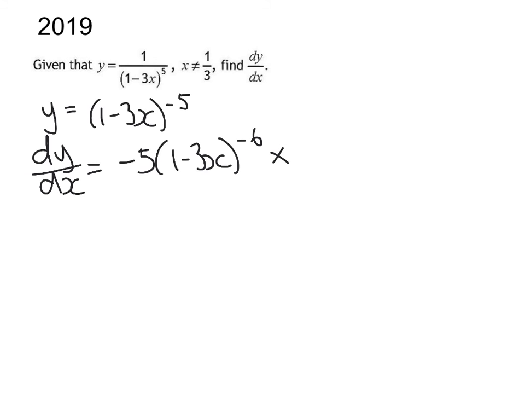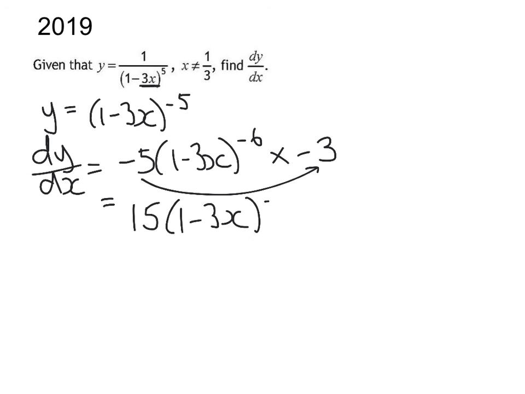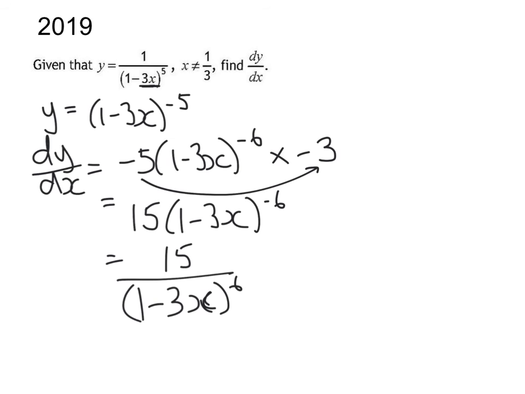And then we times by what you get when you differentiate the bracket. Differentiating this minus 3x gives you minus 3. So tidying up, outside things multiply. Minus 5 times minus 3 gives me 15, bracket 1 minus 3x to negative 6. And I like writing things positively, so I'm going to take that to the bottom. And there is your answer for that one.